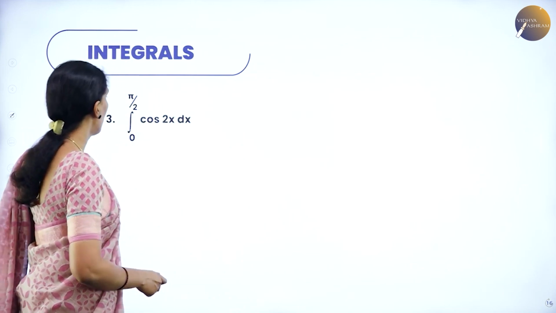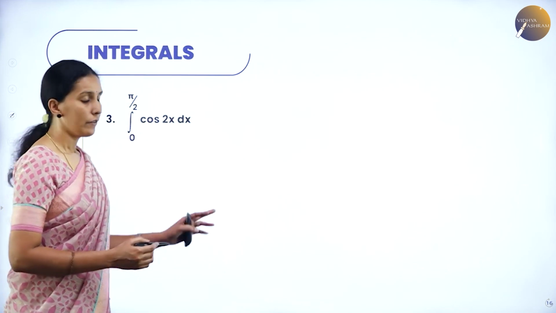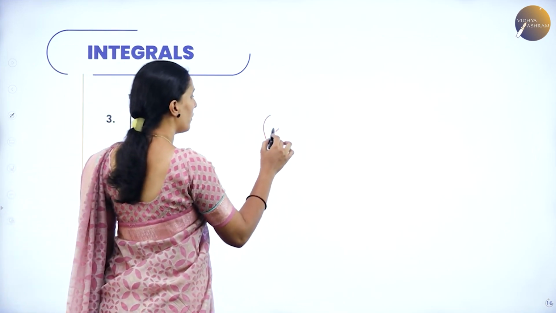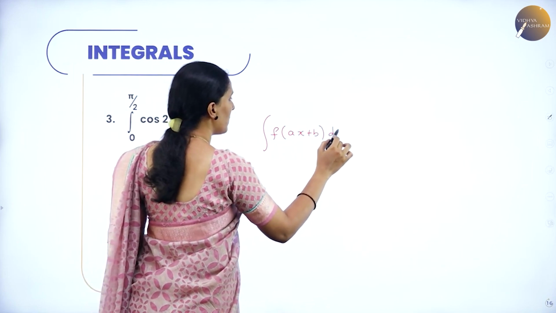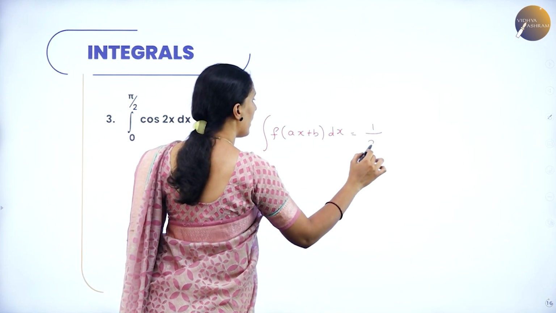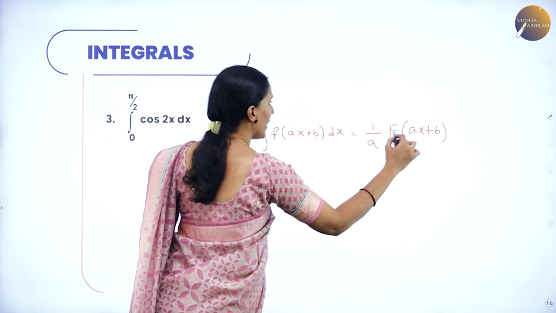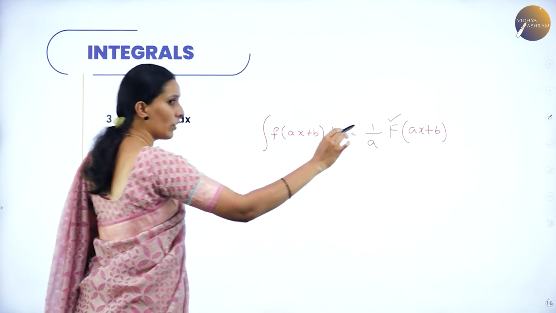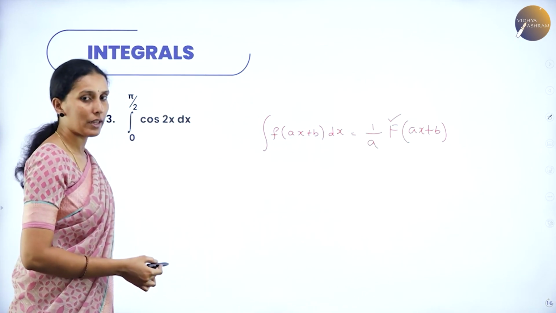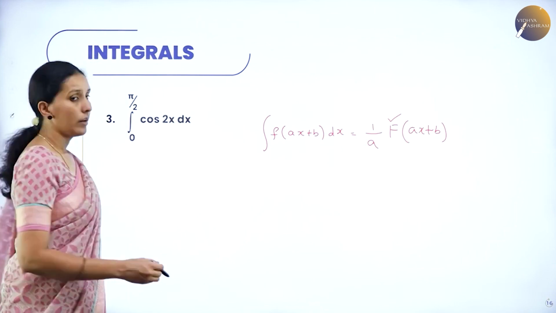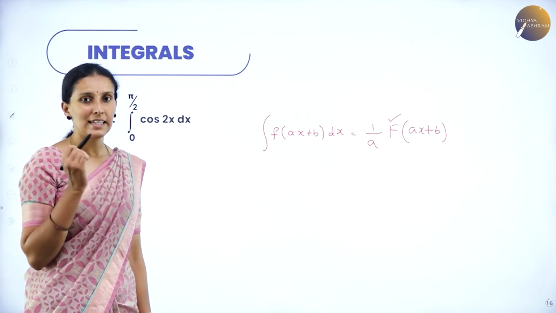Next, integral from 0 to pi by 2 of cos 2x dx. We know that the integral of any function of the form f of ax plus b with respect to dx can be written as 1 by a times F of ax plus b, where F of ax plus b is the antiderivative of the function, and since constants are given with ax plus b, that has to be written in the form of 1 by a. Now, what is the integral value of cos x? So cos x gives sin x.